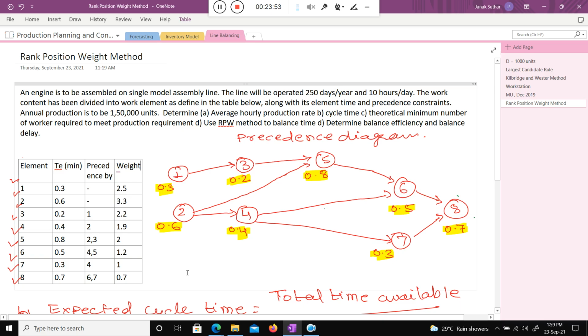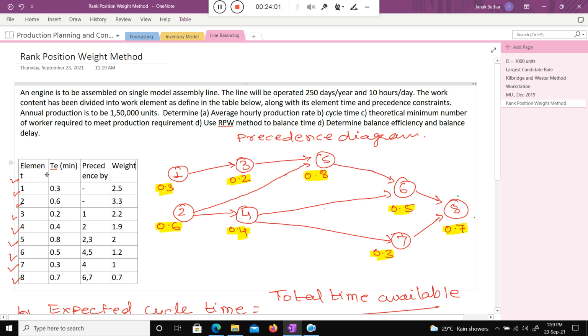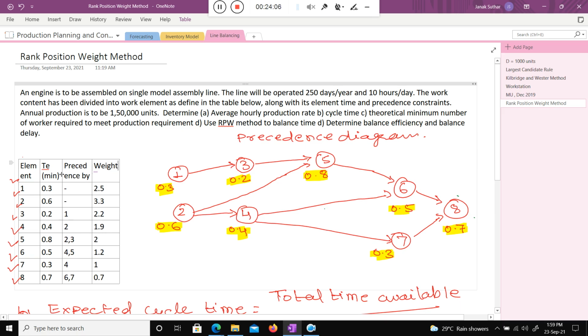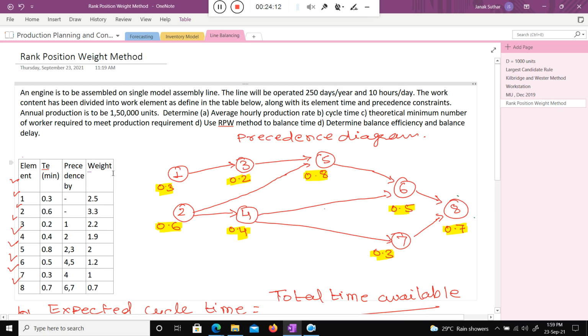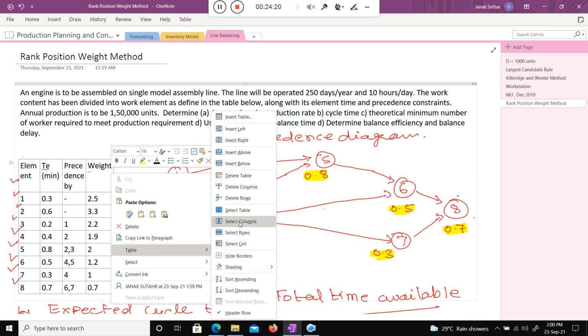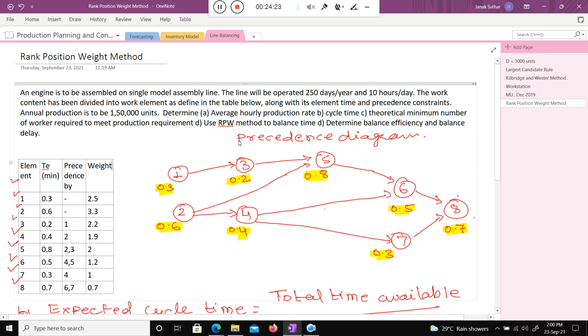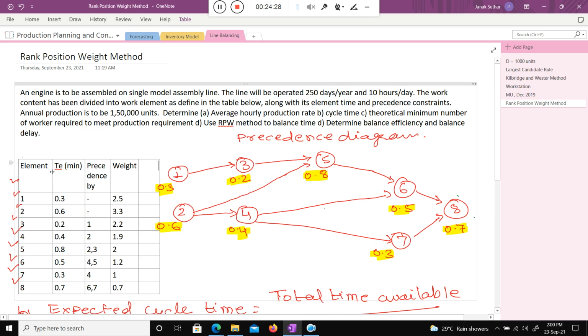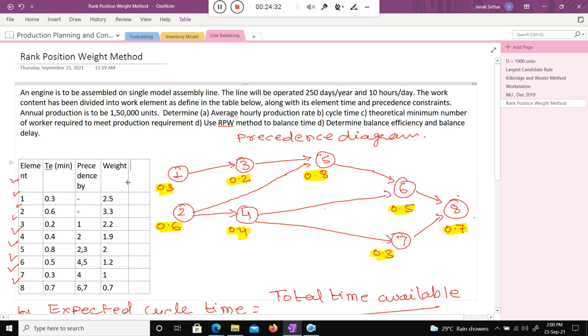So this is the weight of each element. Now I try to create a rank. So what is the process of the rank? Just wait, I try to create it here, then we will copy paste. Rank.